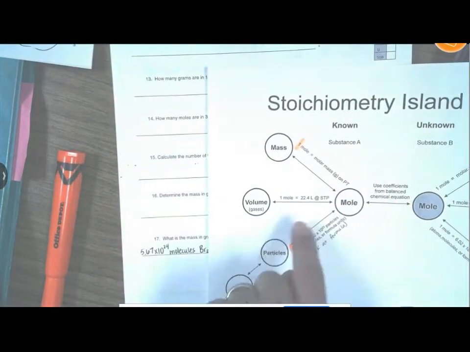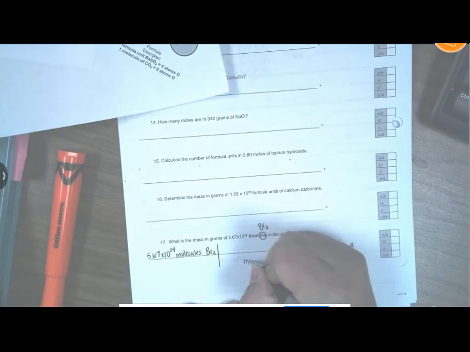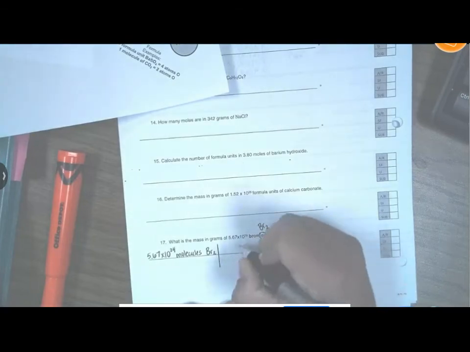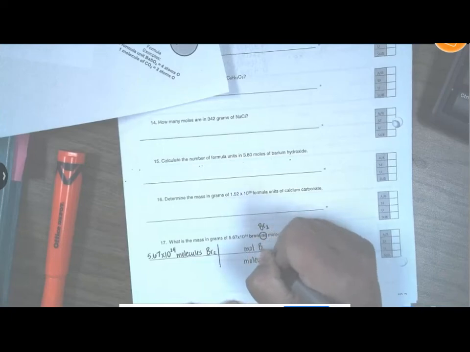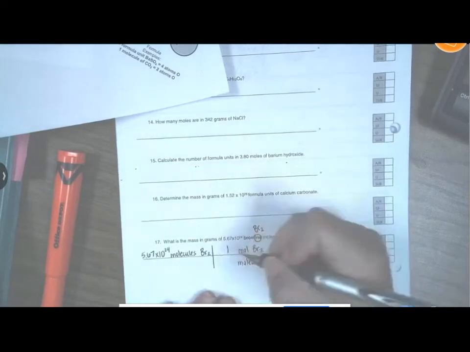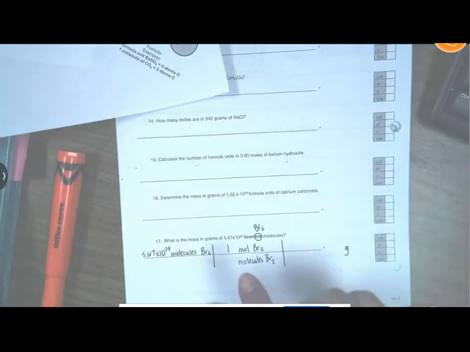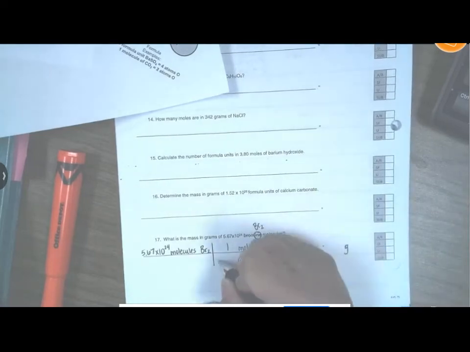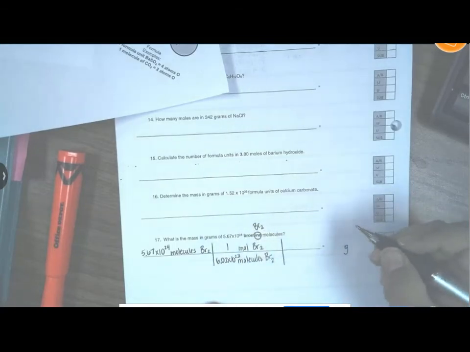I have to use these conversion factors. So I'm going to go from molecules to moles first. And I know that this is 2 steps, right? So I'm going to do molecules of Br2 to moles of Br2. And let's say I get confused, right? We know that 1 always goes with the mole. What goes with particles? Avogadro's number, 6.02 times 10 to the 23rd. And then molecules of Br2 cancel.